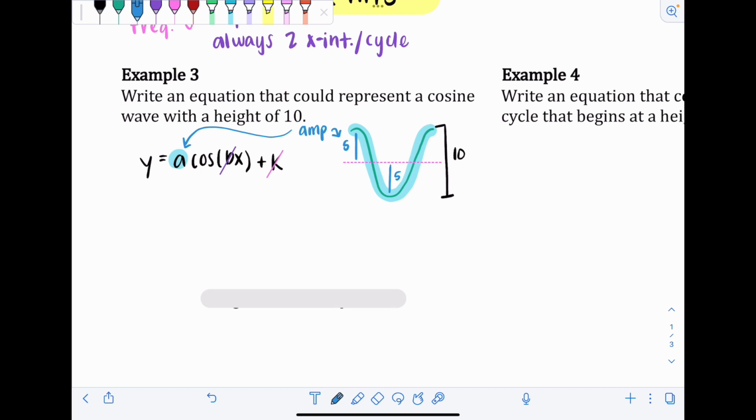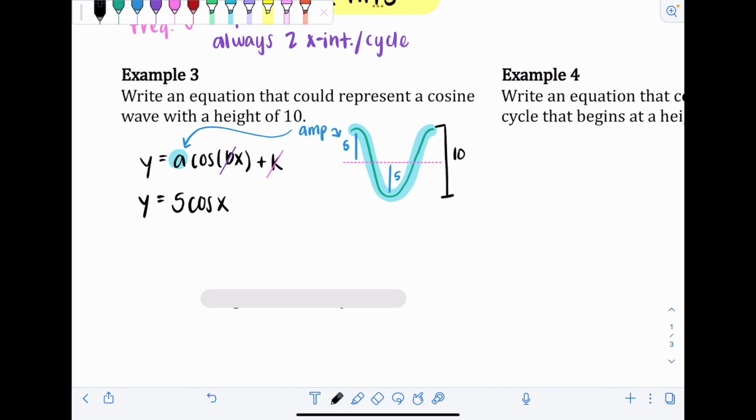So to write an equation that could represent cosine with a height of 10, we just have to write any equation that has an amplitude A of 5. So we don't need to worry about frequency. We don't need to worry about midline. Those can be as simple or as complicated as you want them to be. I'm just going to put in our A is 5. So it'll be y equals 5 cosine of x. And same thing, I'm not going to worry about b, I'm not going to worry about k.